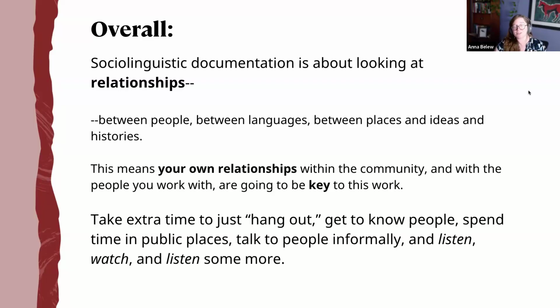And so, when I was doing my dissertation, I always felt very anxious, like I was wasting time every time I just spent the evening, I don't know, hanging out at the bar talking to people. It's like, oh, this isn't research. I'm losing time. I should be doing interviews and surveys. But in hindsight, that time spent hanging out was the most important part of any of my research. Getting to know people, talking to them about their lives and their experiences and their opinions, and just watching and listening as much as you possibly can is going to be really central to doing this kind of work and building strong relationships.